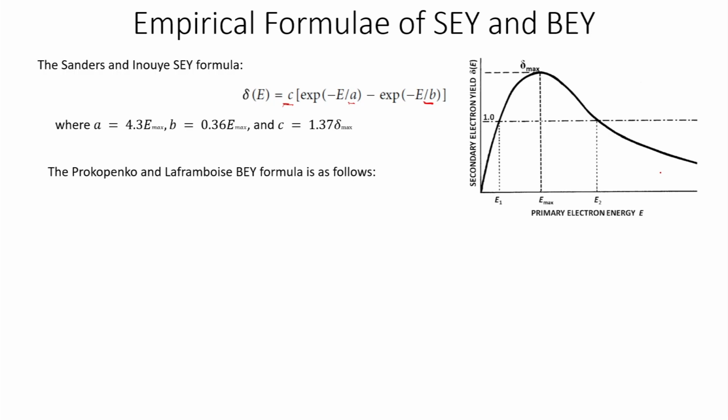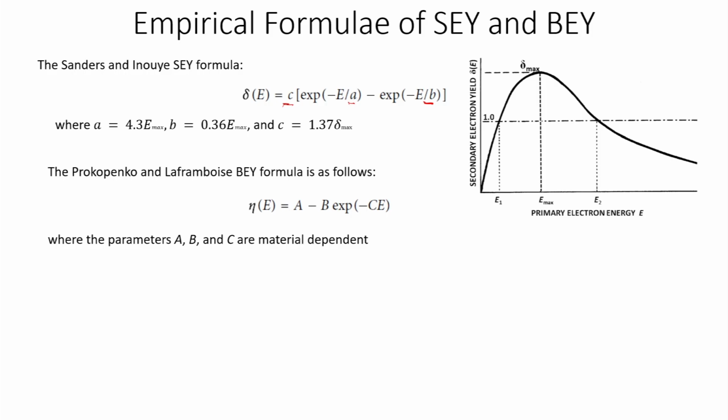There is another empirical formula, for the backscatter yield. This is given by Prokopenko and Laframboise. Here again, if you have the data set, you can find the unknown coefficients A, B and C, to plot the value of eta corresponding to a particular energy level.